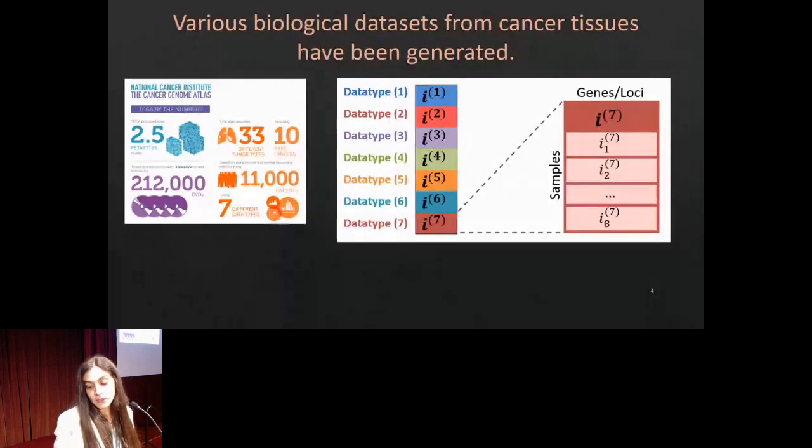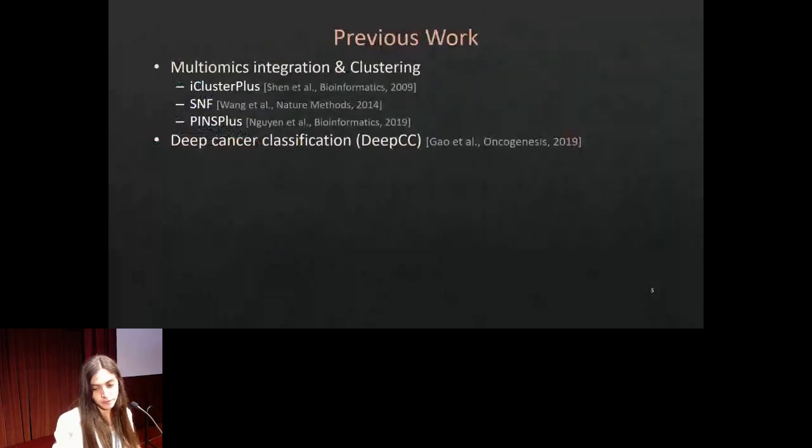And considering that each data type contains a unique aspect of underlying biology, it's important to integrate those. So it is called multiomics integration.